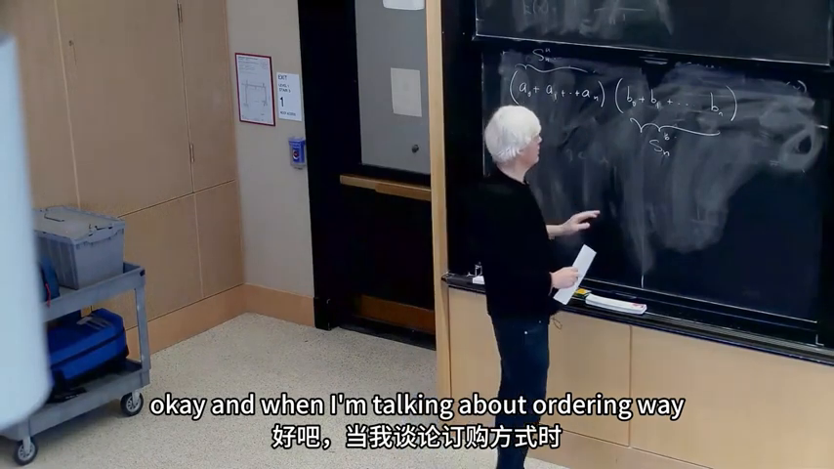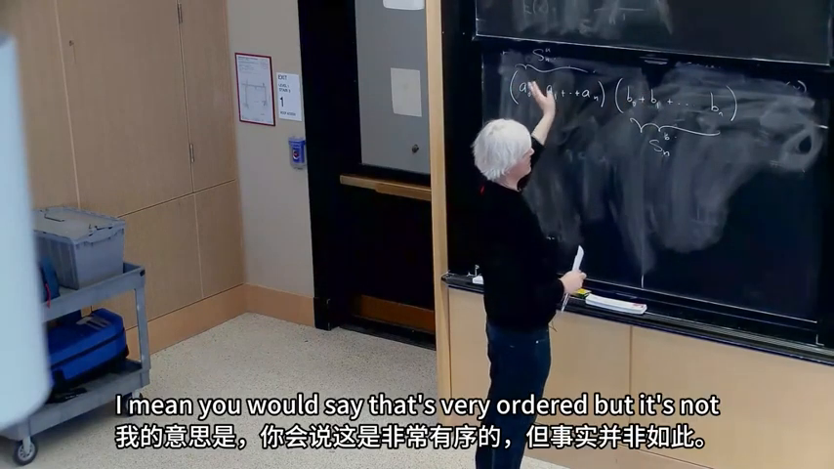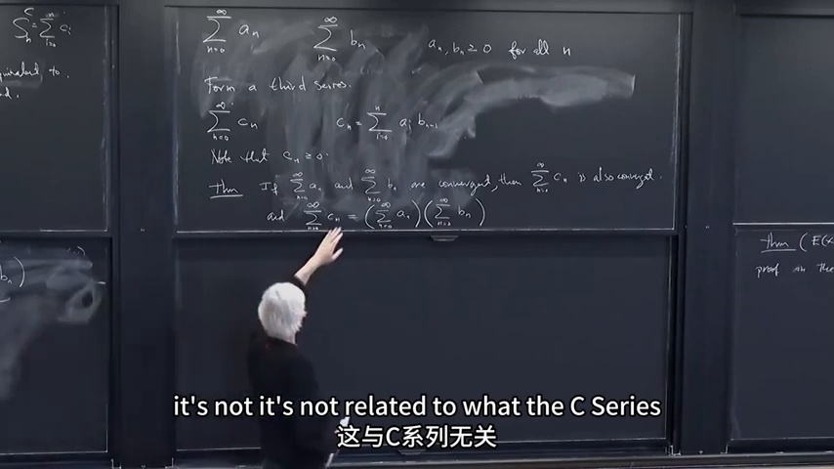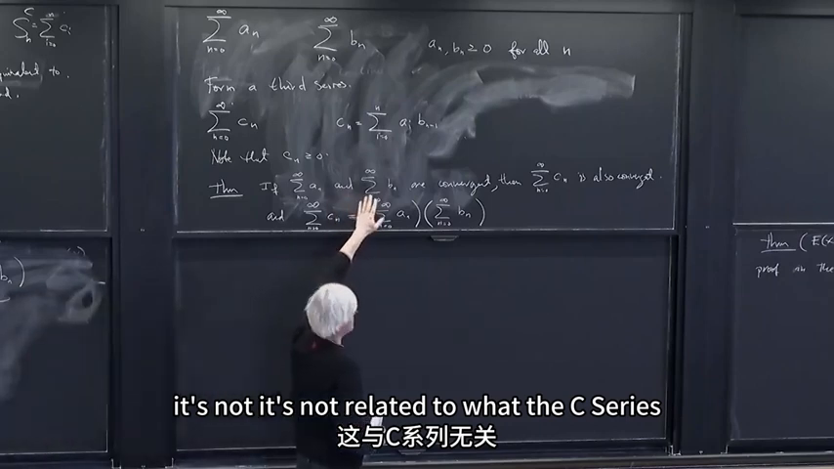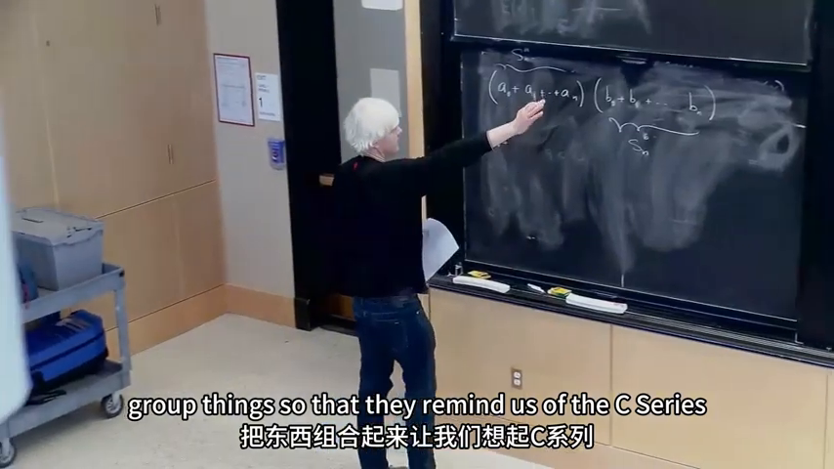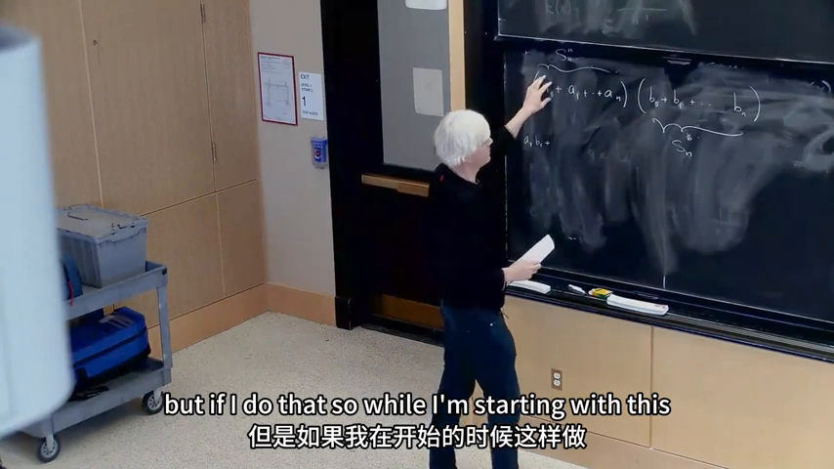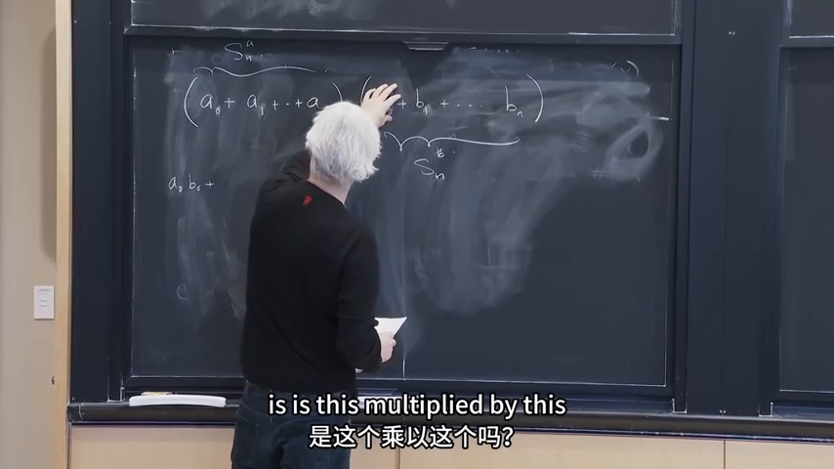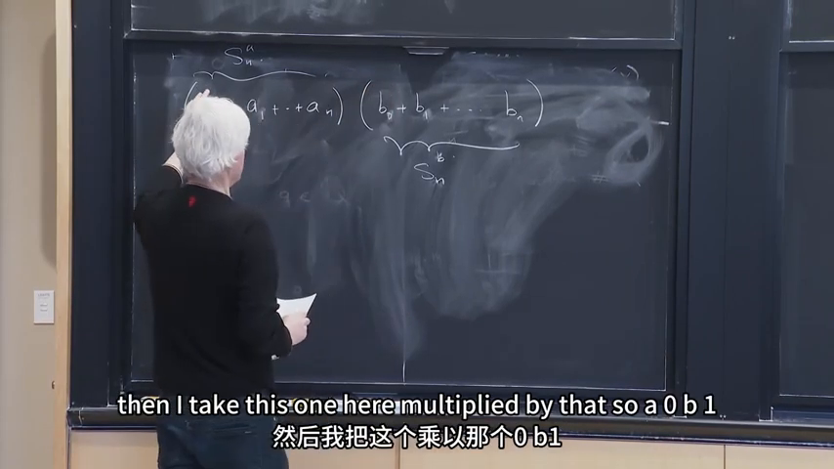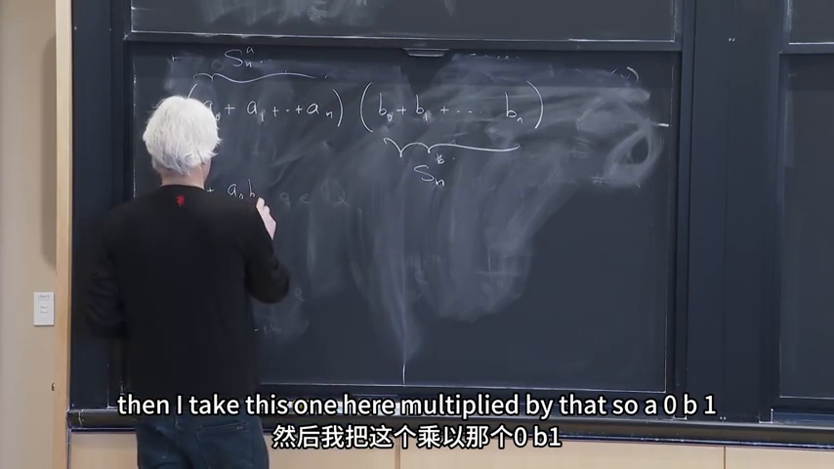And when I'm talking about an ordered way, I'm not talking about just multiplying this one on that. I mean, you could say that's very ordered, but it's not related to the C series. So I want to group things so that they remind us of the C series. So when I'm starting with this multiplied by this, then I take this one here multiplied by that. So A0, B1, right?